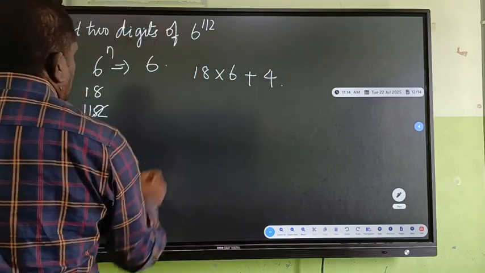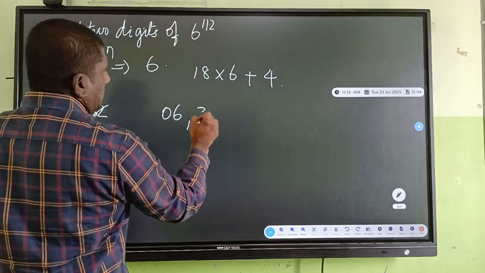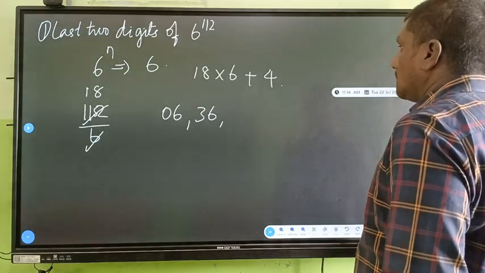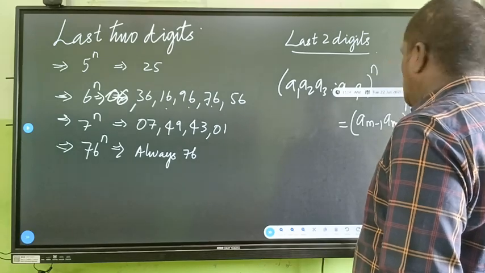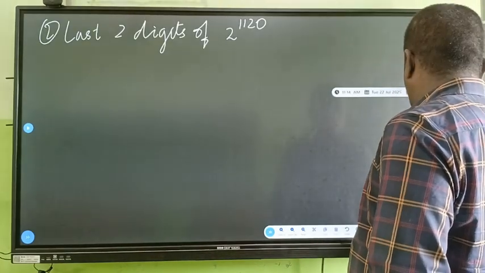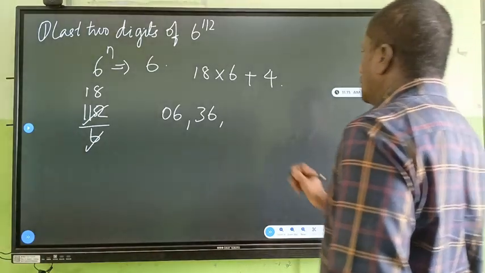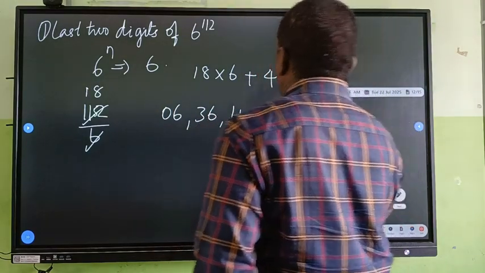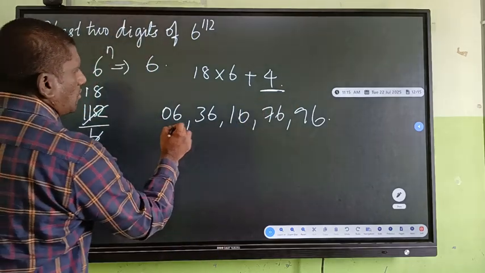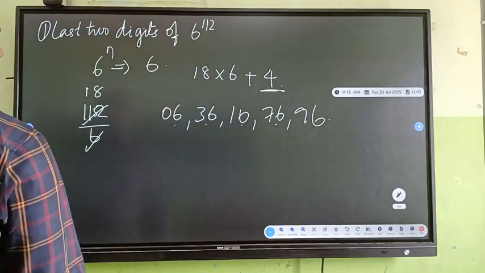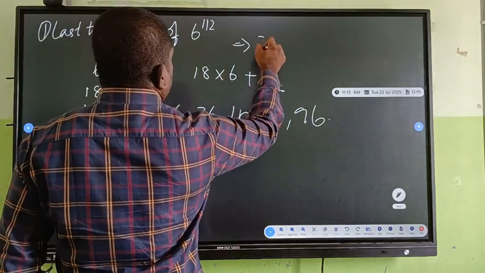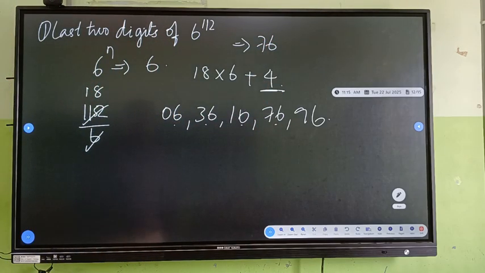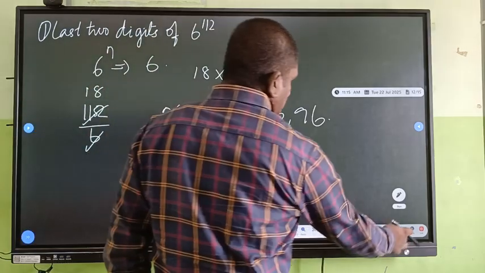So as we have seen already, the number starts with 06, then 36, then 16, 96, 76. So there are 4 remaining after the full cycles. So 1, 2, 3, 4. So I take this 76 as the last number. So the answer is 76. Okay, the last 2 digits of 6 power 112 is 76.